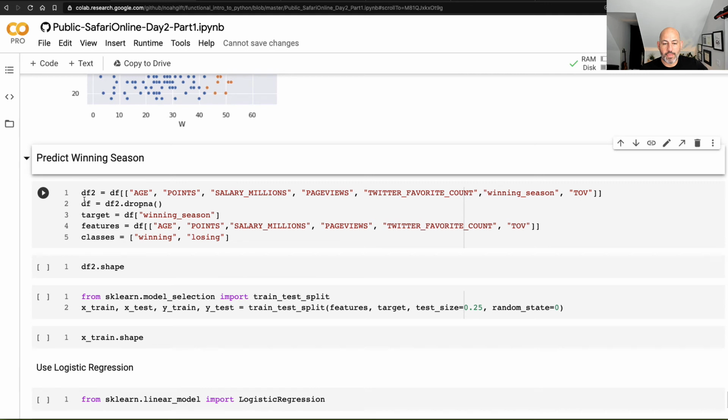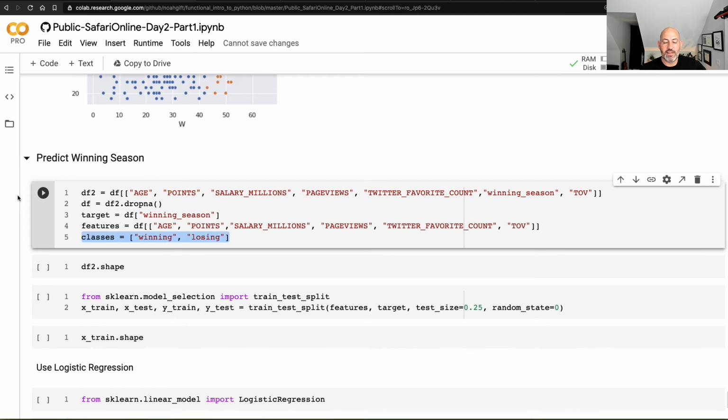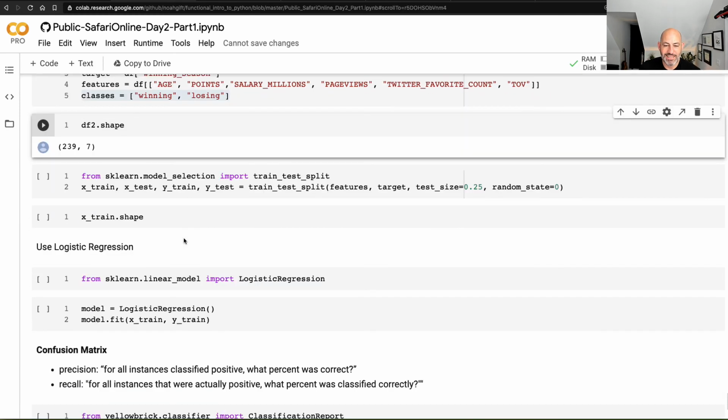So maybe what I can do next is start to build this out into a model. And so I take these values, the numerical values, and I put the features together, which are age, points, salary in millions, page views, Twitter favorite counts, and then I think this is turnovers. And then I create classes, which is a winning and a losing class. Here we go. And then I shape the data here. And then I say from scikit-learn model selection, import train test split.